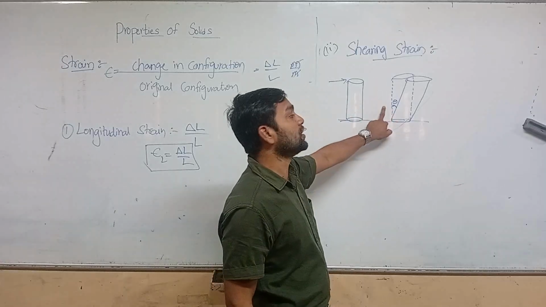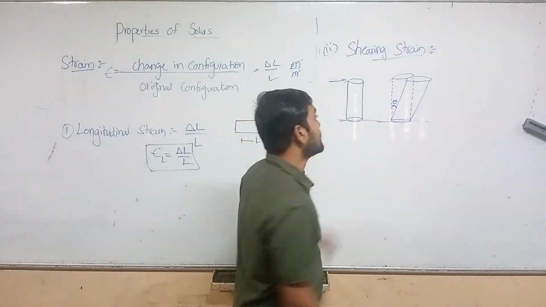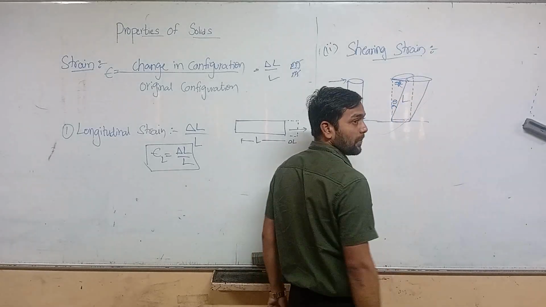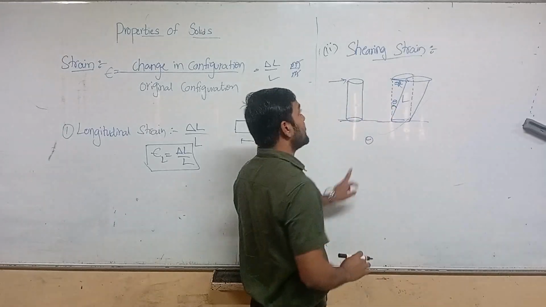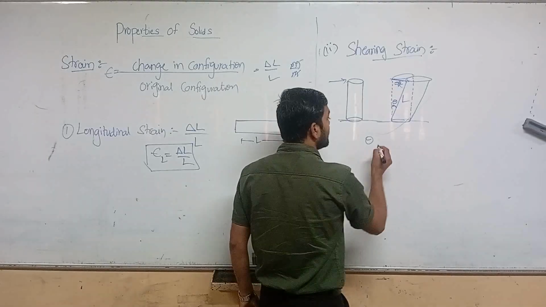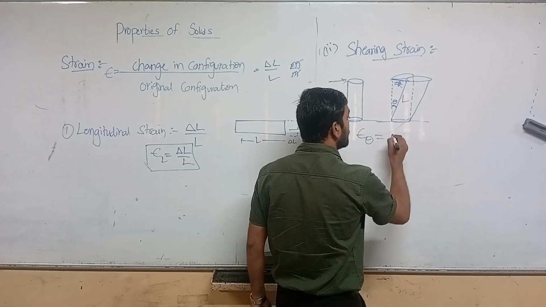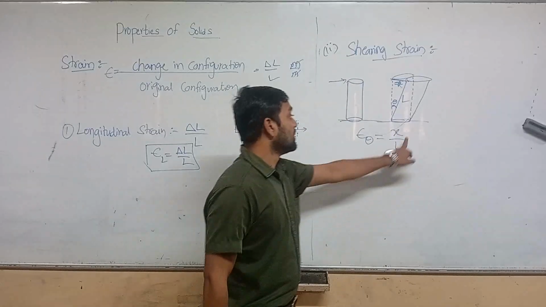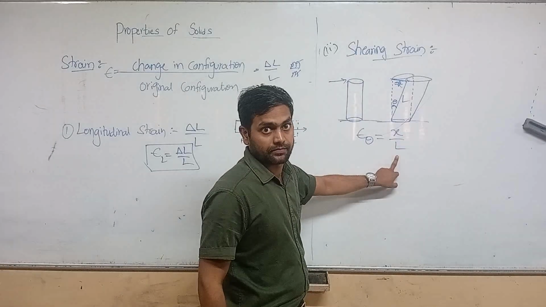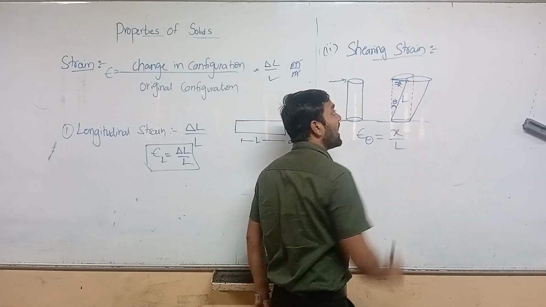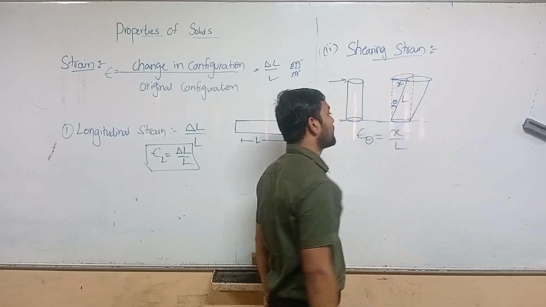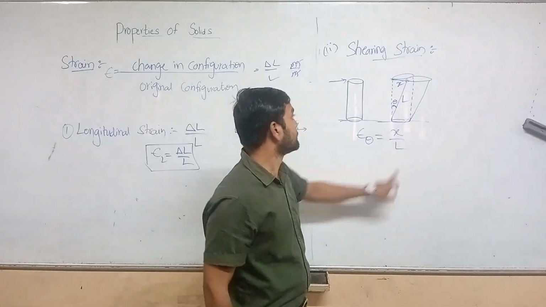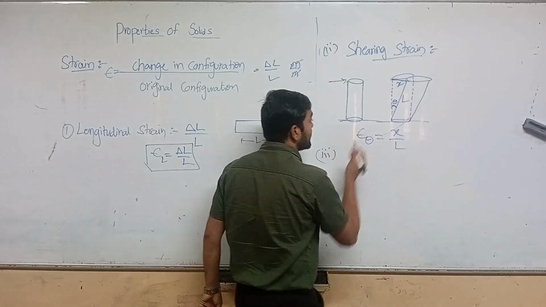So it is the change in the configuration relative to the original configuration. From here to here I take X, and from here to here I take L. So the shearing strain, E theta, is equal to X by L. That is the change in configuration by the original configuration. Now coming to the volumetric strain.